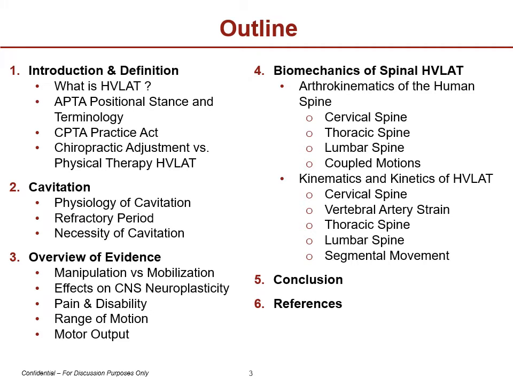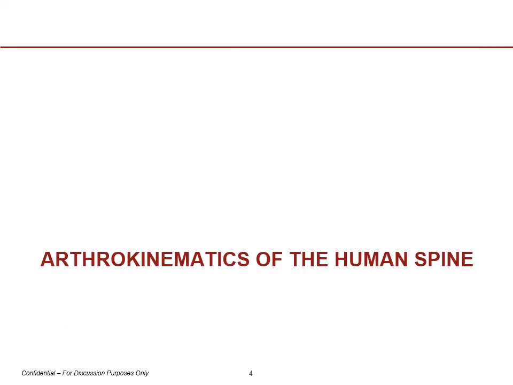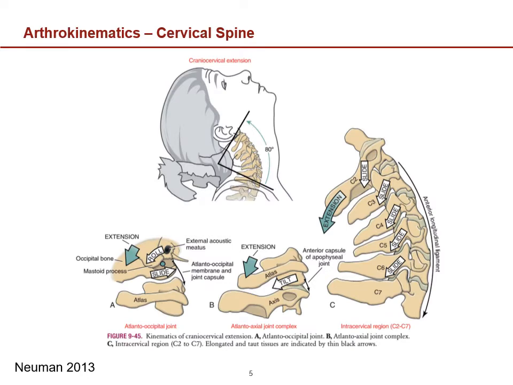This specific presentation will focus on the 4th bullet point that you see here, the biomechanics of spinal HVLAT. And we'll start by discussing the arthrokinematics of the human spine and at each of the different levels, cervical, thoracic, lumbar, and the overall concept of coupled motions. The arthrokinematics of the human spine. Okay, we'll start with the cervical spine.